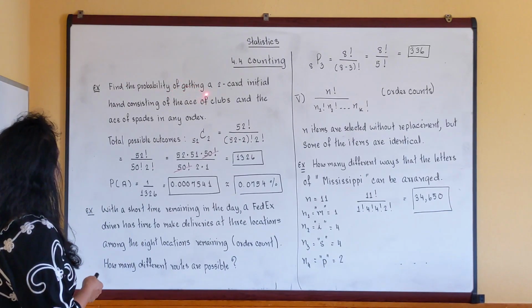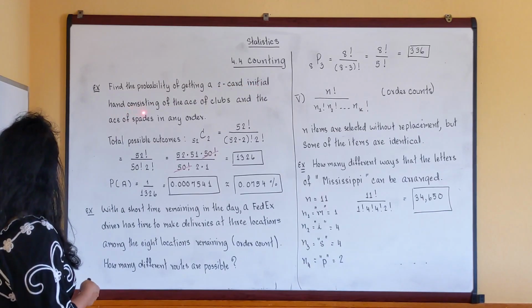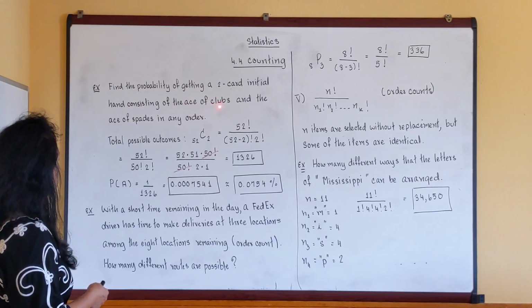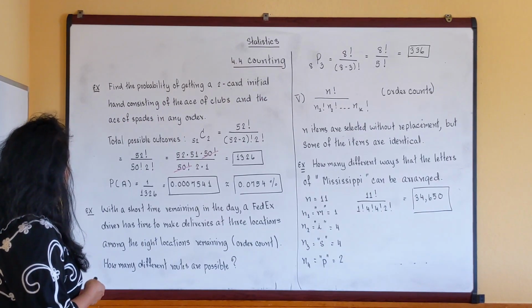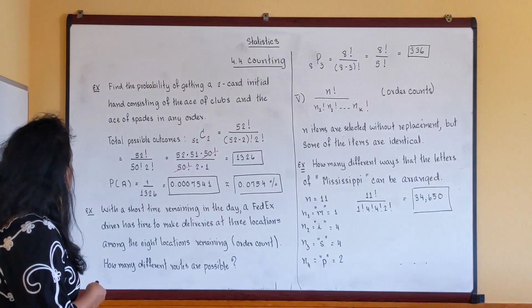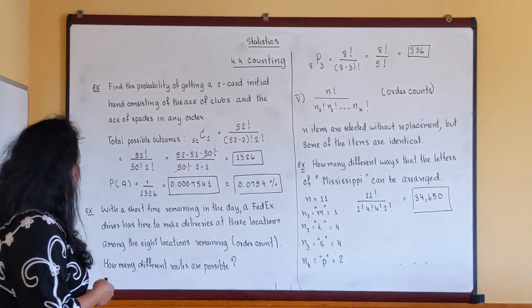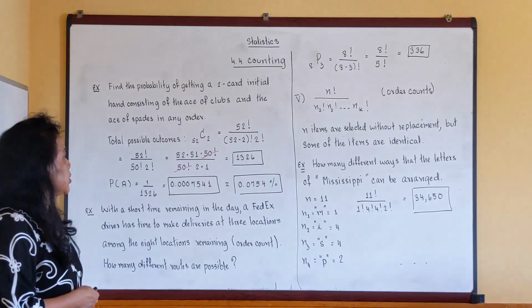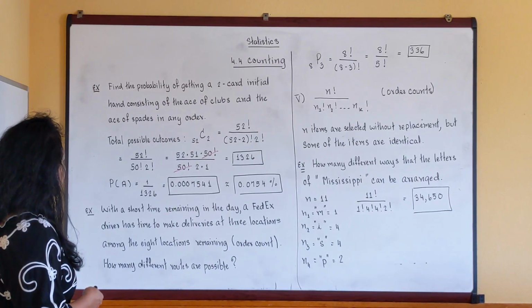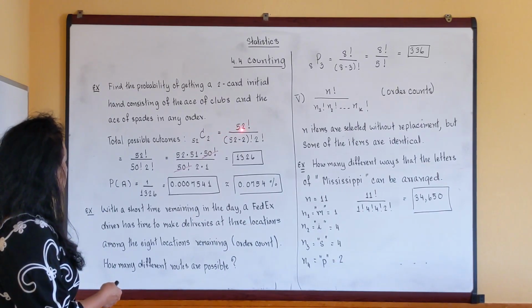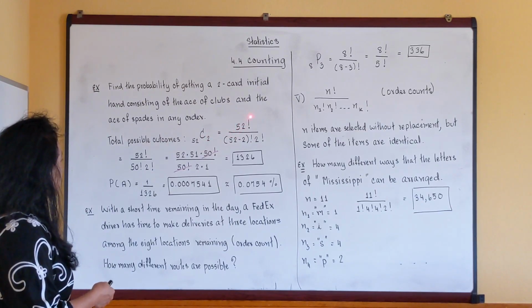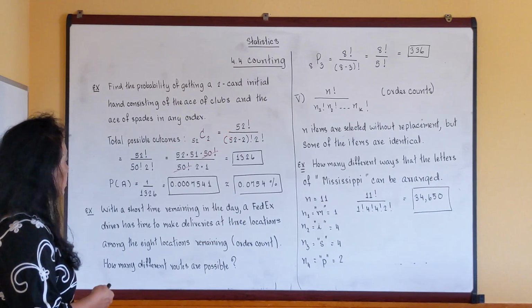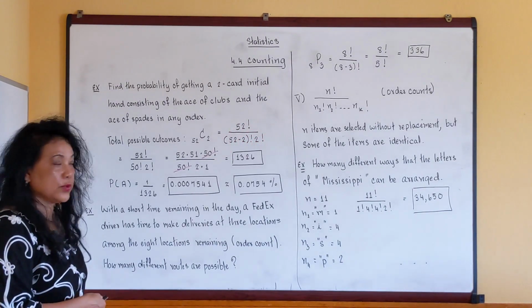Find the probability of getting 2 cards, an initial hand consisting of the ace of clubs and ace of spades, in any order. And the keyword here is any order. So you want 2 cards out of 52 in any order. We're going to use combination because order doesn't matter. So that's the formula: my n here is 52 and my r is 2. So it's 52 factorial divided by (52 minus 2) factorial times 2 factorial.